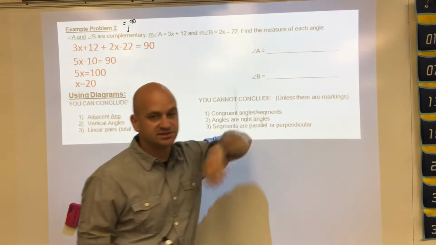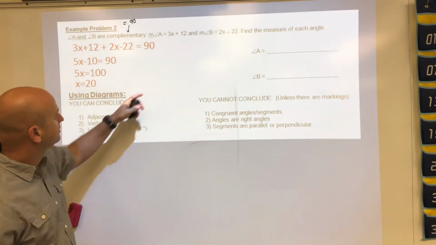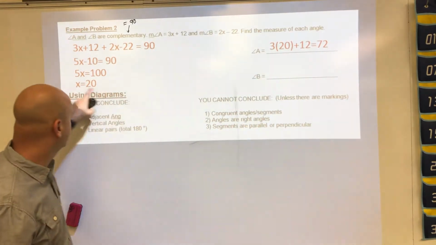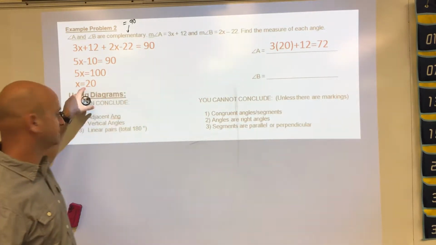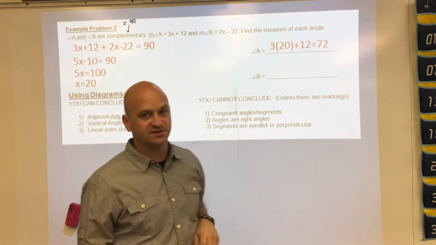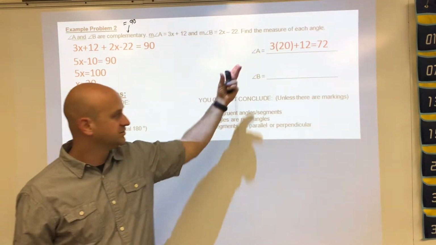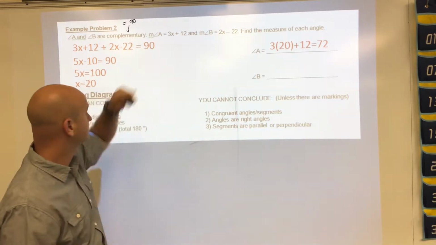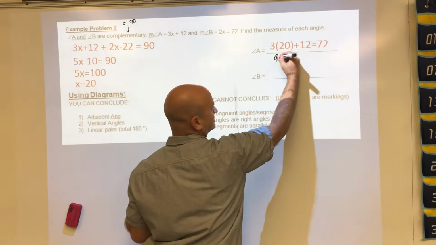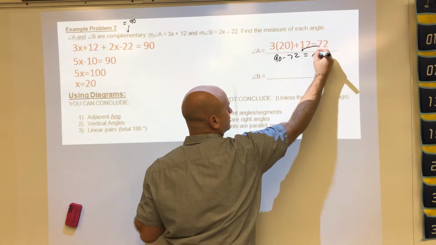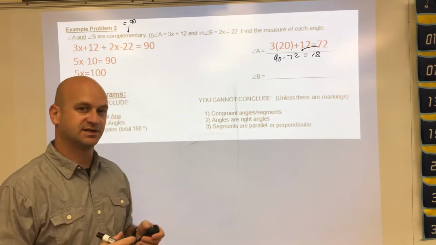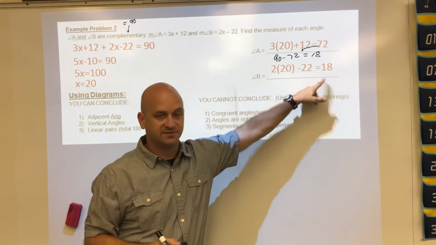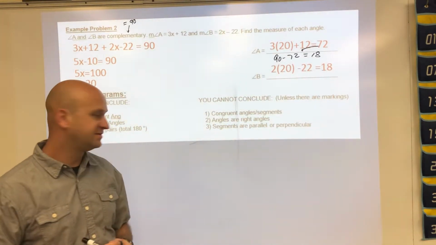If we look at the directions, they want you to now plug it in. So I'm going to pick this one first. So we do 3 times 20, and again, the 20 came from x. So 3 times x is 20, plus 12 is 72. Now, unlike the vertical angle, this is not the same. These are going to add up to 90 degrees because it says it's complementary. So one way we can do it is 90 minus 72, which gives us 18. That would be one way to find the second angle. The other way is to take this term, plug in 20, and get your value. Either way, you should get 18.